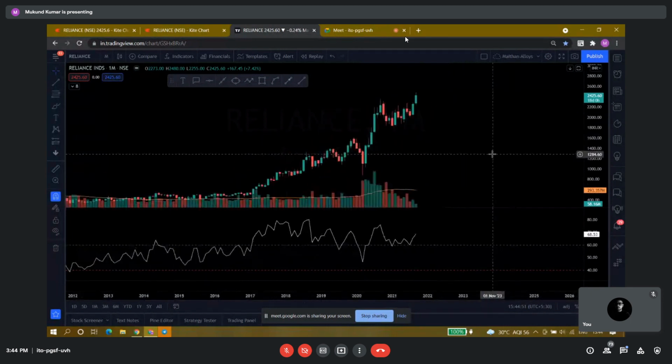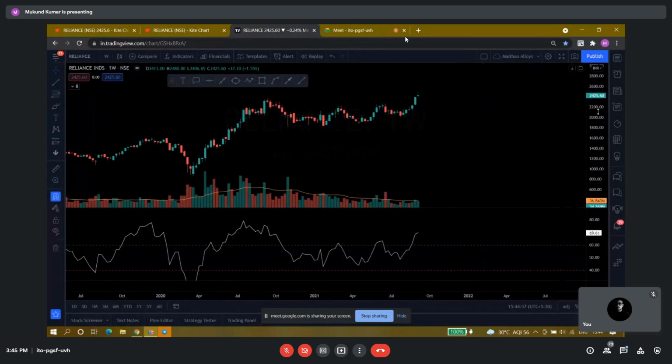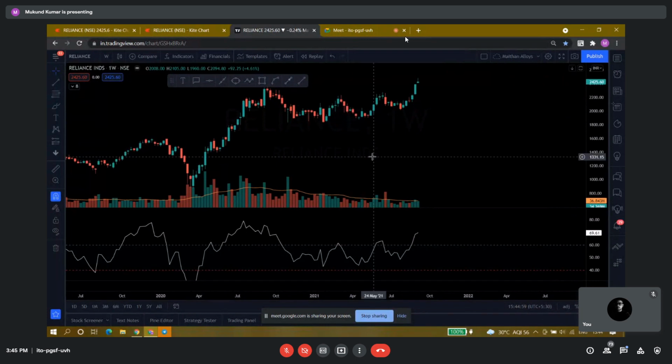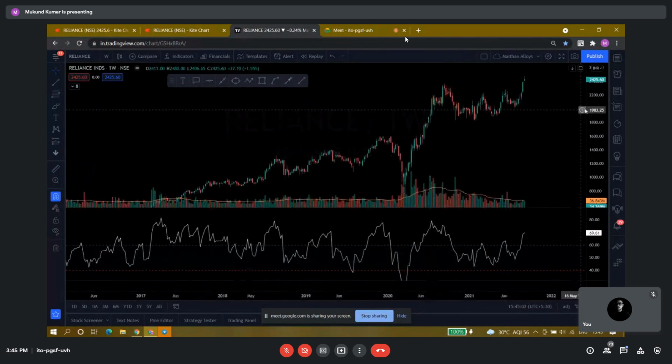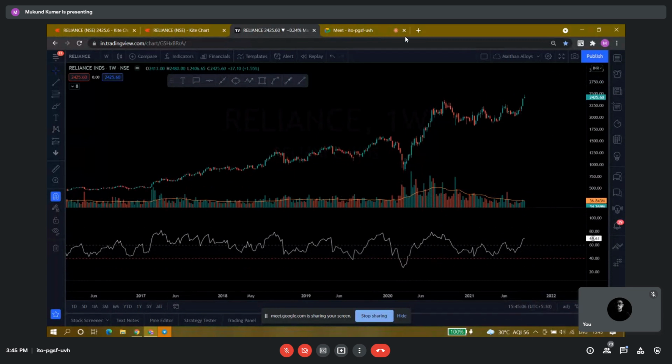Okay, so this was a monthly setup. So let's move to this weekly chart again. This is the weekly chart of Reliance again, and now you can see and understand different implications.